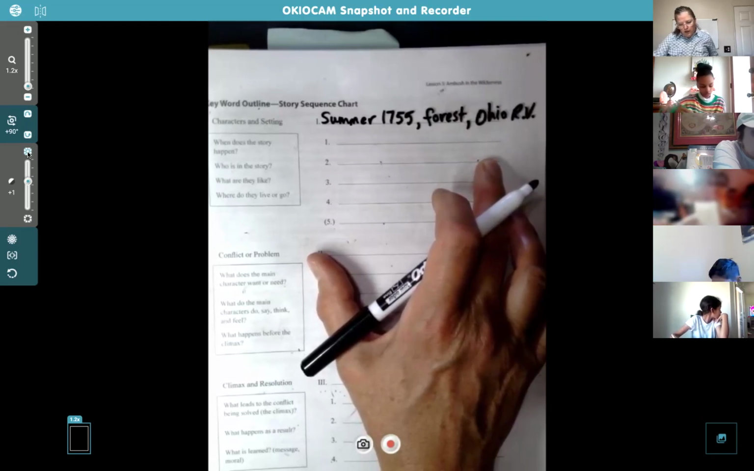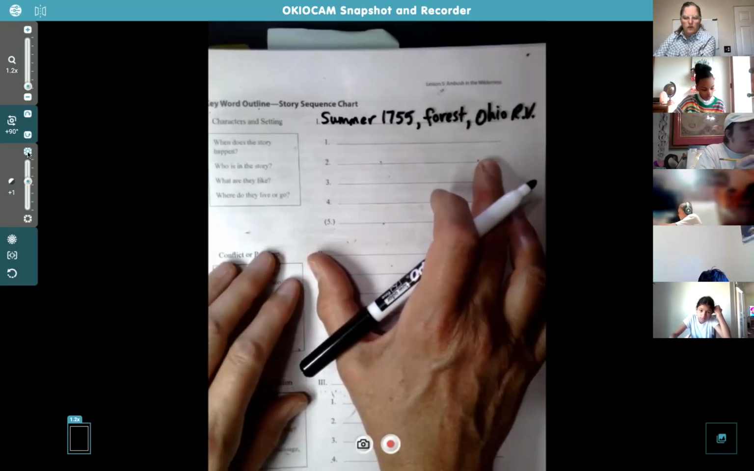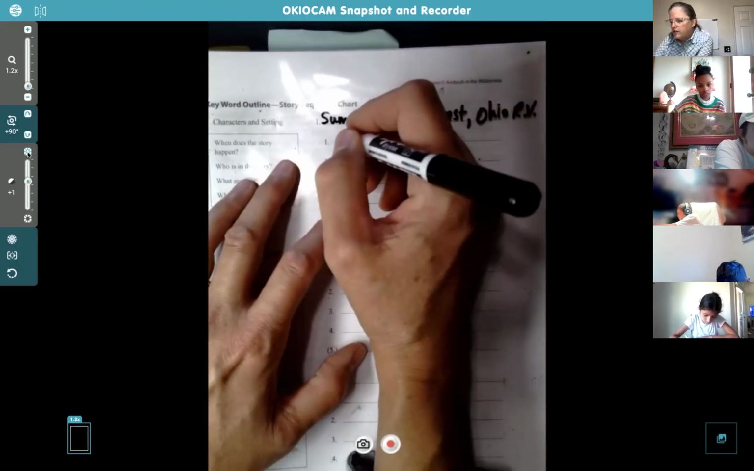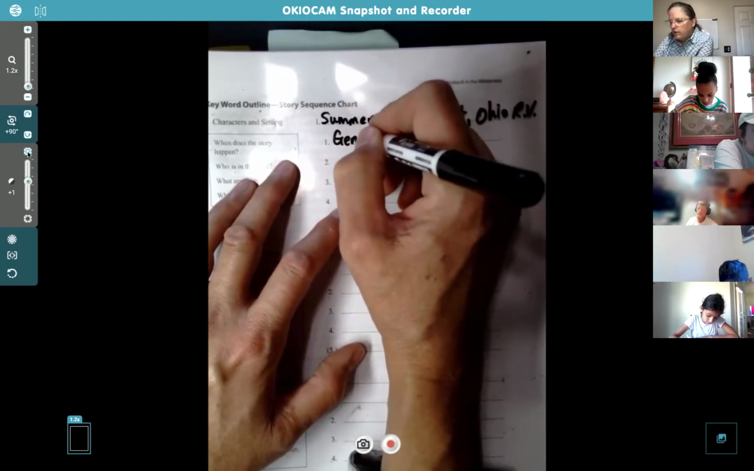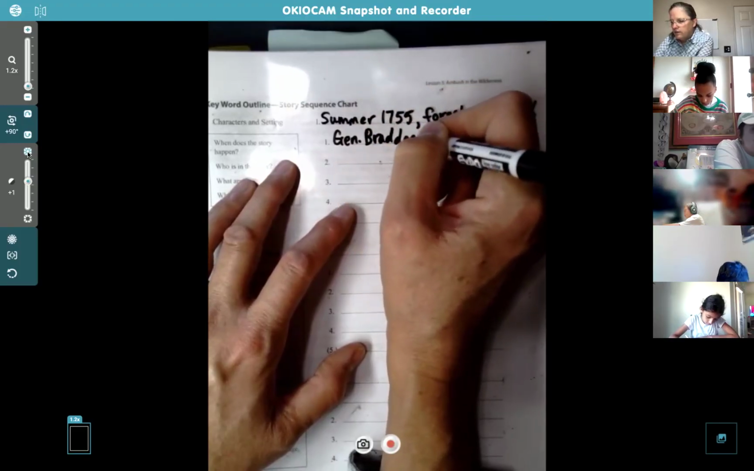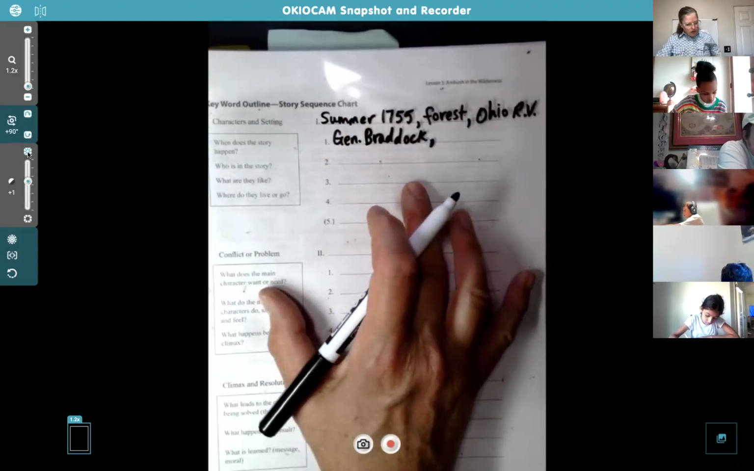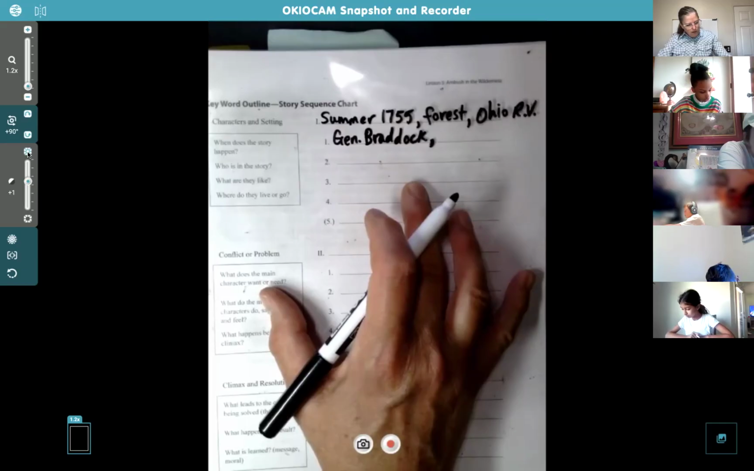And then Harmony, who is the first person that we hear about in this passage? Who do they talk about first? General Edward Braddock. Yes, General Edward Braddock. I'm just going to put like Gen Braddock. We'll count that as one. And then who was with General Braddock? Who was he with? Look, who was he with?